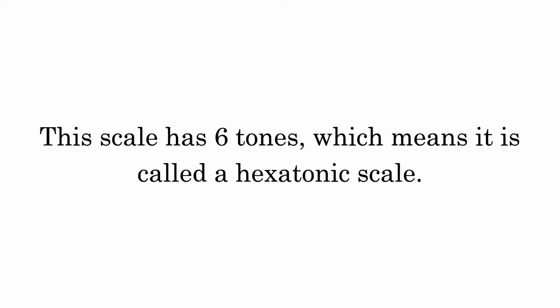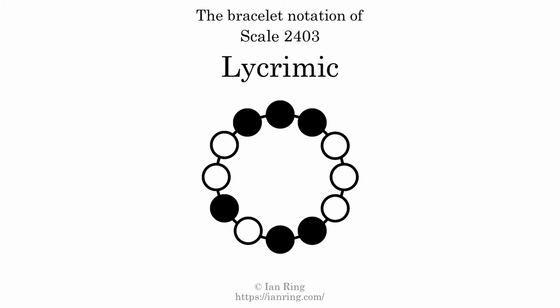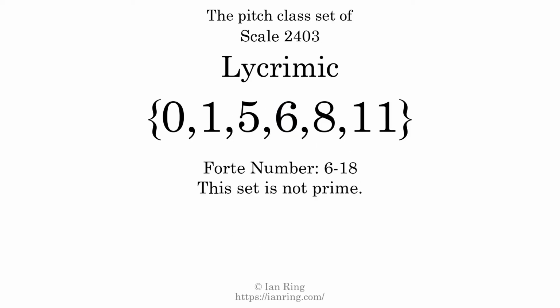This scale has 6 tones, which means it is called a hexatonic scale. This is a bracelet notation diagram of scale 2403. The shaded circles represent tones that appear in the scale, and they are read clockwise, starting at the top. The pitch class set for this scale is 0, 1, 5, 6, 8, 11.